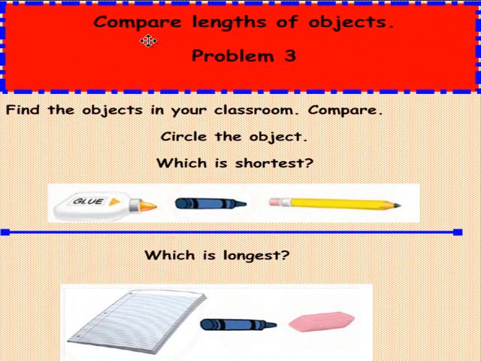Problem 3. Again, we are going to compare the lengths of objects. Let's look at the first one. Find the objects in your classroom below, compare them, circle the object below which is the shortest between the glue, the crayon, and the pencil. Then below that, which one is the longest, the paper, the crayon, or the eraser? Please pick up a pen and solve these problems.